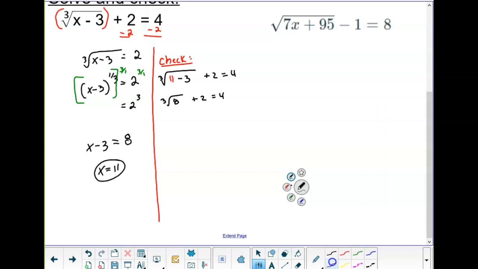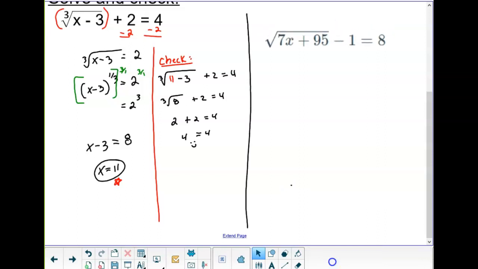11 minus 3 is 8. The cube root of 8 is 2. 2 plus 2 is 4. Does the left side equal the right side? The left side turned into 4, the right side turned into 4. So that makes me happy. Now keep in mind, this is not my answer, right? My answer is 11. But when I plug it in, the expression on the left is equal to the expression on the right.